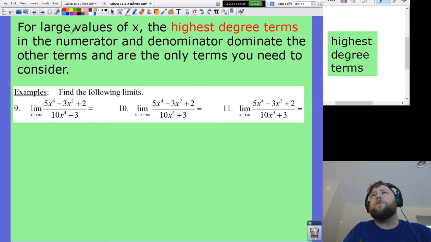And for large values of x, this is where it gets kind of weird, you're always looking at the highest degree terms. By large values, we mean infinity values or negative infinities. You're looking at the highest degree terms.